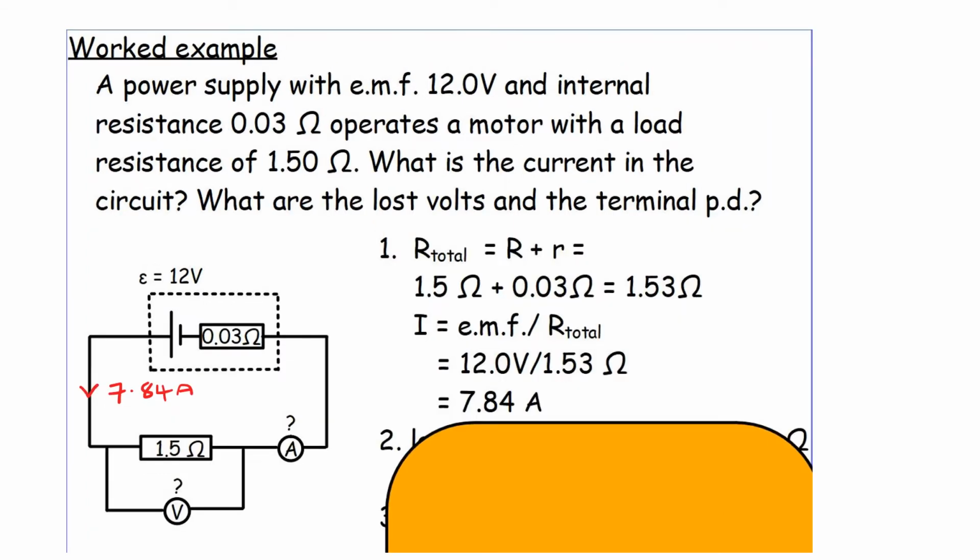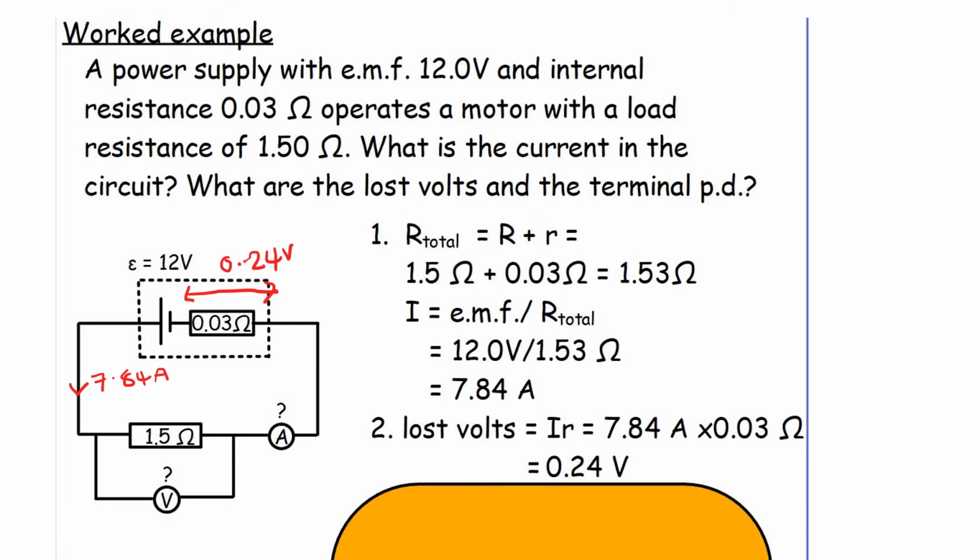So to find the current, we're going to use EMF divided by total resistance. Total resistance is going to be the sum of the internal resistor and the load resistor. So it's 0.03 ohms plus 1.5 ohms equals 1.53 ohms. And so the current is 12 volts divided by 1.53 ohms, which is 7.84 amps.